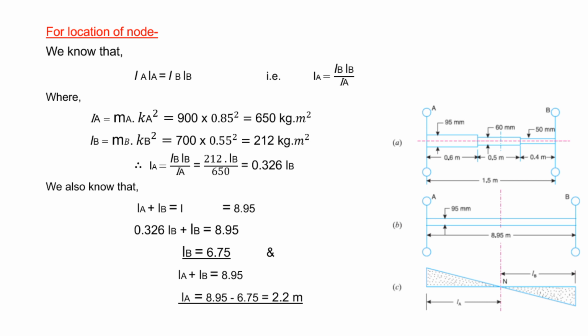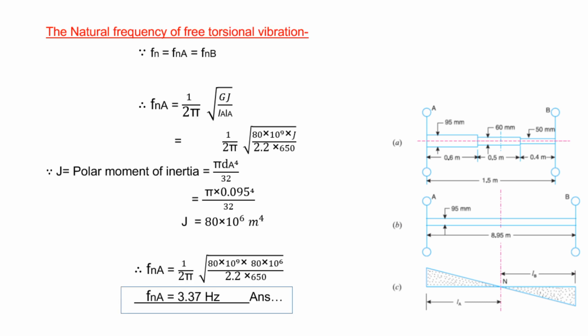Once these LA and LB values are known, that is the location of the node point is known, you can find the natural frequency of free torsional vibration by the formula Fna is equal to 1 upon 2 pi square root of GJ by LA IA. Now the value of G is given, LA we have found, IA we have found, but the value of J is not known. To find Fna, first find the value of J. That can be found by pi by 32 dA raised to 4, where the diameter of A is 0.095. Put the value and we will get the J value as 18 into 10 raised to minus 6 meter raised to 4. Put this value in the equation of frequency, we will get the natural frequency Fna is equal to 3.37 Hertz.